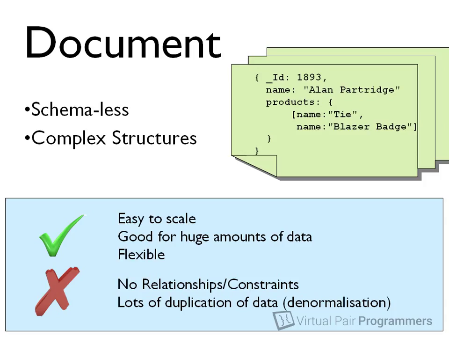So don't get me wrong, these are huge drawbacks for many requirements. The sweet spot for a document database is where you're not worried about relationships, you don't care about duplication of data, but you want a lot of it. For this course, the document database that we'll be studying is called Mongo.